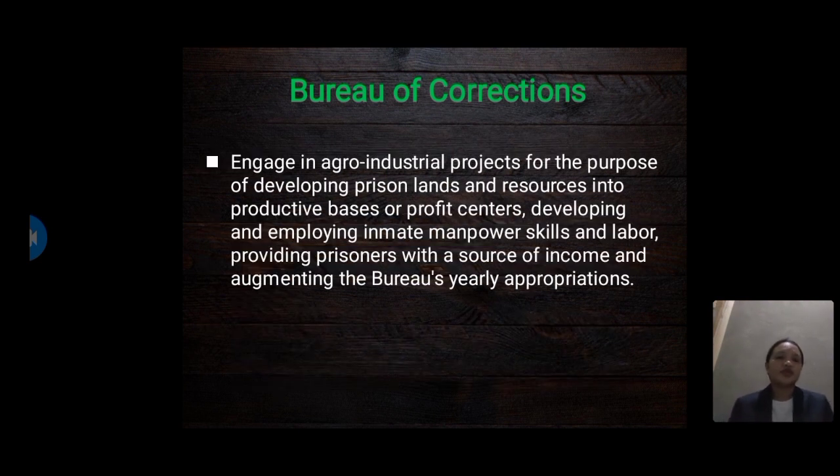The Bureau of Correction is also mandated to engage in agro-industrial projects for the purpose of developing prison lands and resources into productive bases or profit centers, developing and employing inmate manpower skills and labor, providing prisoners with a source of income, and augmenting the Bureau's yearly appropriations.